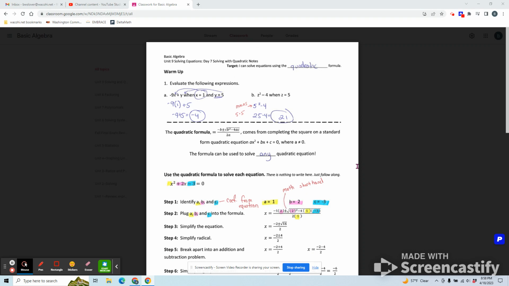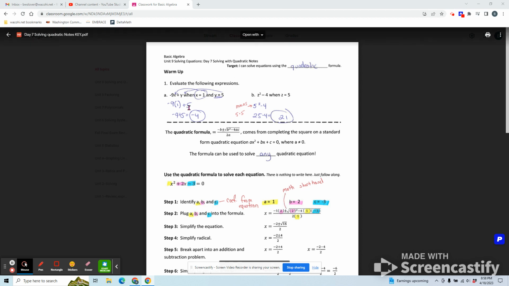So we need to evaluate the following expressions. It says negative 9 times x, right? Negative 9x is negative 9 times x plus y. And I'm asking you to evaluate it when x equals 1 and y equals 5. So that means where I see an x, I'm going to substitute, or plug in, the 1. And where I see a y, I'm going to plug in the 5. So I substitute everything in.